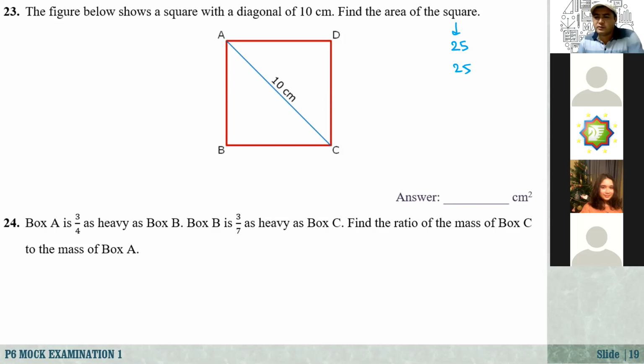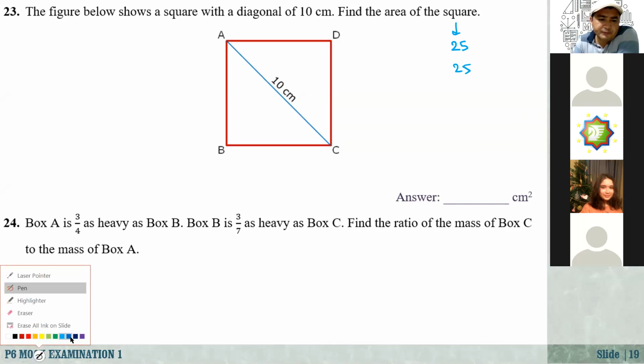Huh? Who are you? What's your name? I couldn't see your name. His name is Ulker. Ulker, you told me that you got 50? Yeah. Okay. Ulker, very good. That's the correct answer.